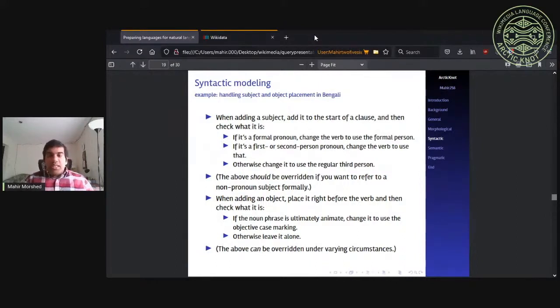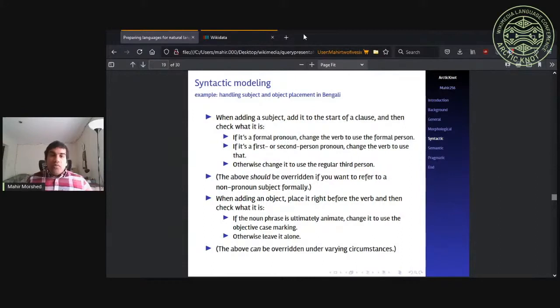And while I'm discussing this, you should know that there are going to be a lot of languages that process these things very similarly. So it might be beneficial to have a look at how other languages deal with these phenomena, and maybe adapt them to your use case. So when adding a subject, you might add it to the start of a clause and then check what it is. And if it's a particular pronoun, then change the verb to inflect for that particular person. Otherwise, use it for the regular third person.